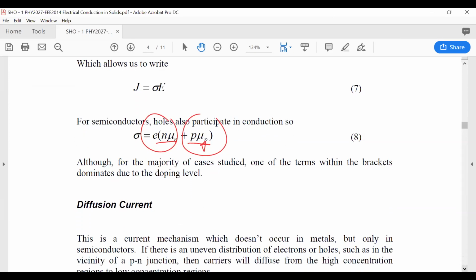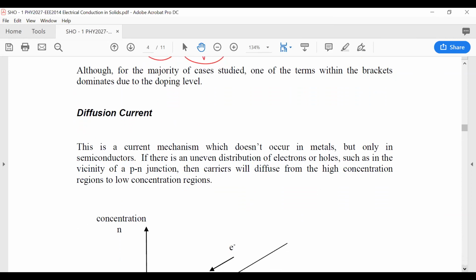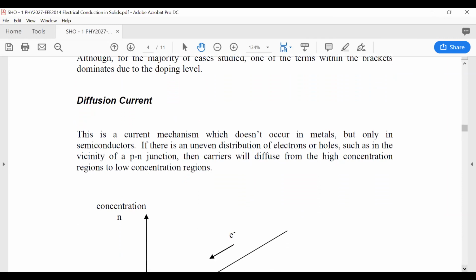So I'm now going to talk a little bit about the diffusion currents. The diffusion current is the second type of current we really need to consider in semiconductor devices. This current arises because of an uneven distribution of charge carriers in the semiconductor. If there's an uneven distribution of electrons or holes, such as in the vicinity of a p-n junction, then carriers are going to diffuse from the high concentration regions to the low concentration regions, just as all species move from high concentration to low concentration.